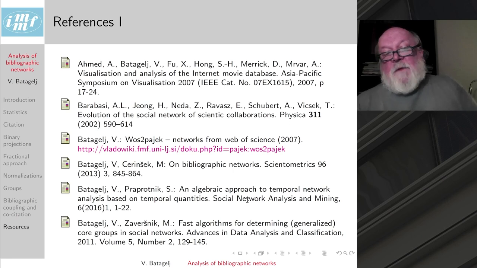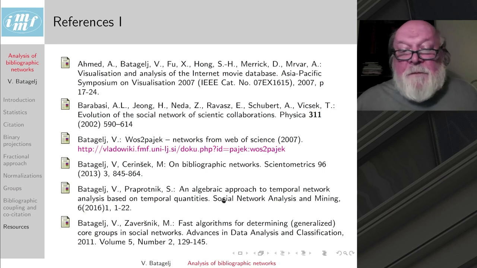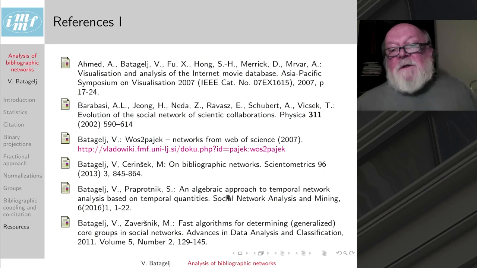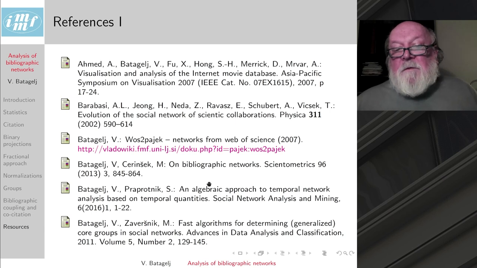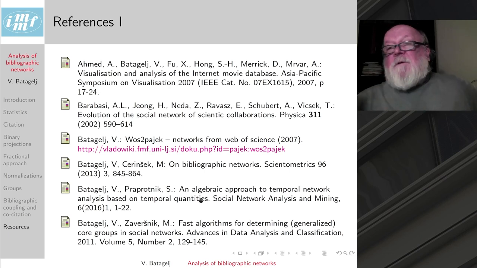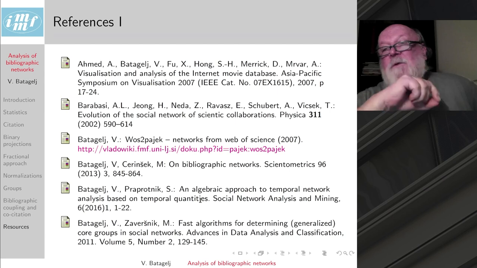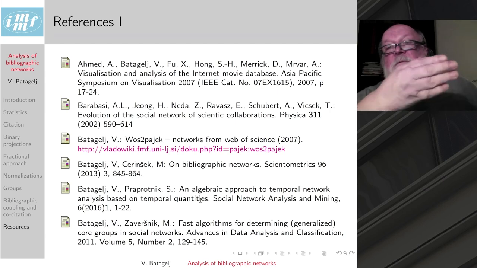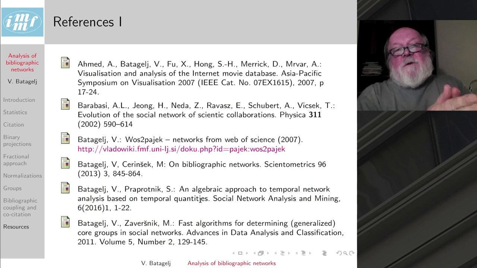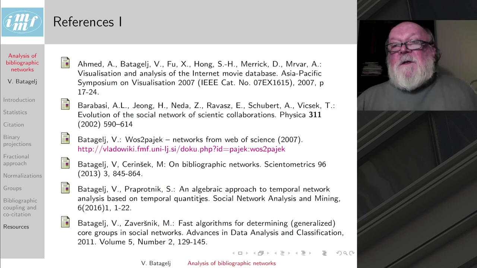And then it turns out that we can construct a semi-ring on this structure, and then just using some algebraic approach, you can compute many interesting quantities. And these temporal quantities are assigned to each node and to each link. So for each node or for each link, we have a description of its behavior through time. Yeah? This is the basic idea.